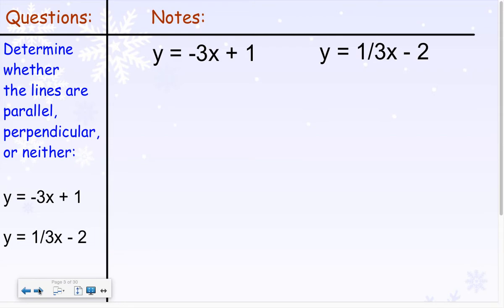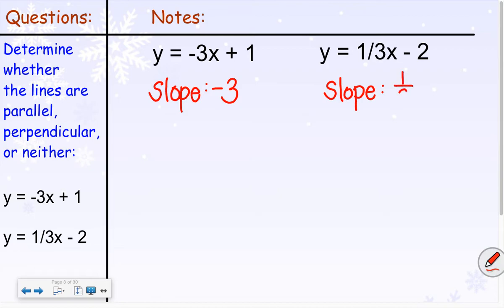Alright, let's get into the first example. Determine whether the lines are parallel, perpendicular, or neither. So, we have the equations y equals -3x plus 1 and y equals 1/3 x minus 2. Now, I need to look at the slopes in order to determine whether or not these lines are parallel, perpendicular, or neither. So, the slope in this first equation is -3. The slope in my second equation is 1/3.